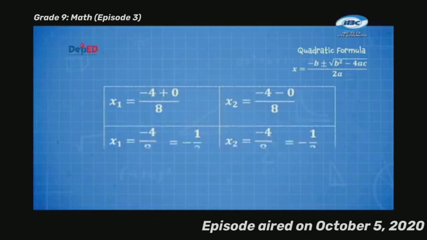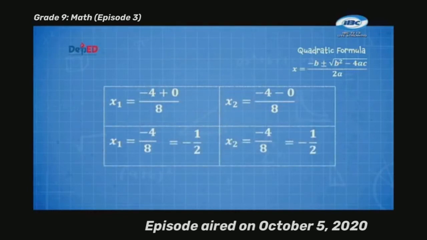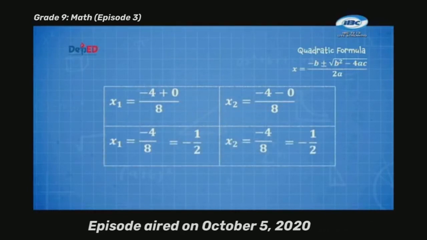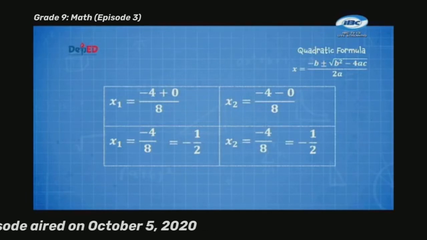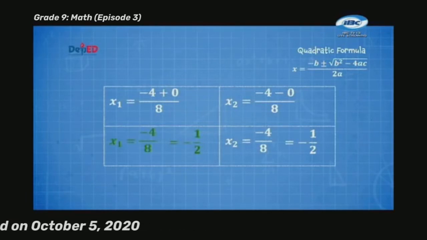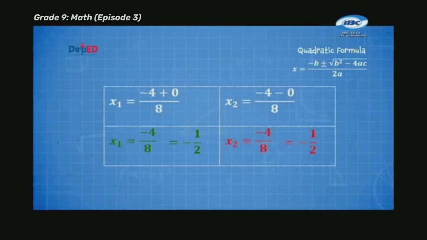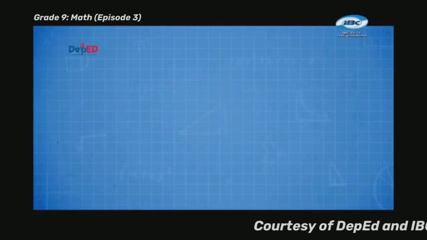Then we solve for x. We express the answer as a fraction in simplest form if the root is rational but not an integer. X sub 1 is equal to negative 4 over 8, which is equal to negative 1/2 when reduced to its lowest term. X sub 2 is also equal to negative 4 over 8 and hence equals negative 1/2 when expressed in its simplest form. So, the two roots of the equation are equal.